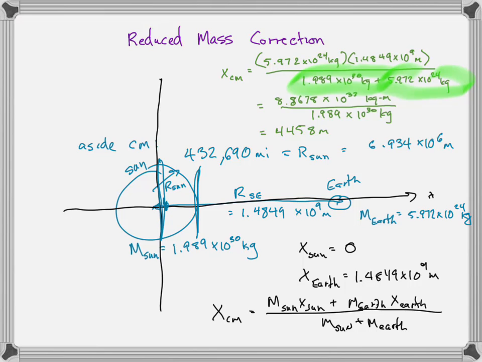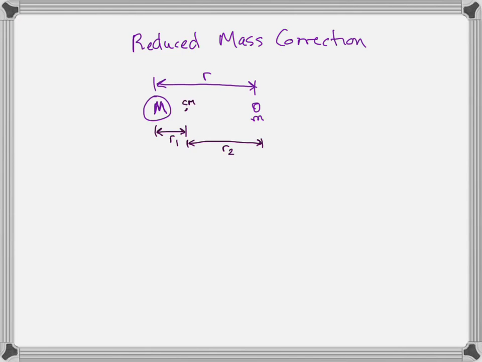Okay, so let's look at what this reduced mass correction does for us. We haven't done the reduced mass correction yet. We were just finding the center of mass of the system, just to show that it is not at the center of the sun. And in order to take that into account, we need to do what's called the reduced mass correction.